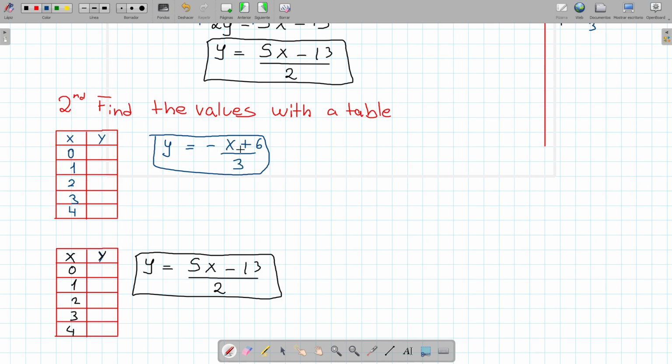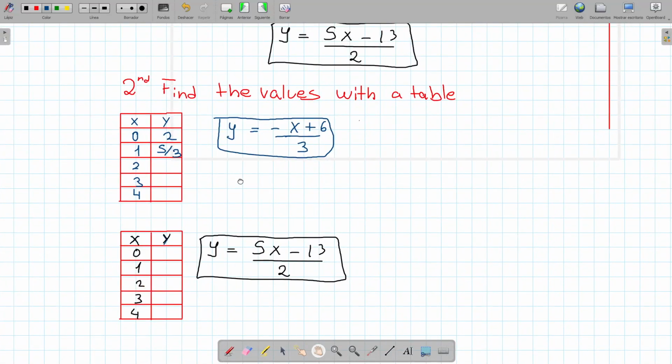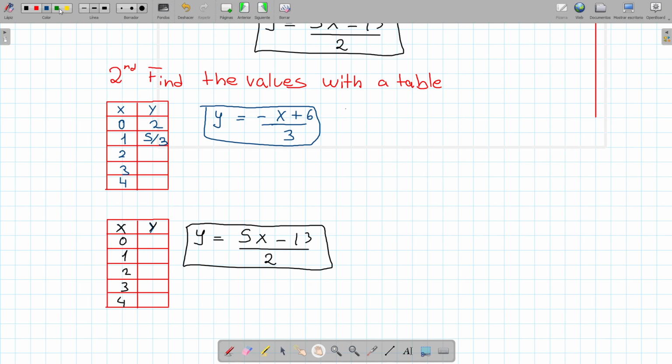Now what do I have here? If I put a 0, for example, I have minus 0 plus 6 divided by 3. 6 divided by 3 will be just 2. Now, if I replace the value 1, I have minus 1 plus 6, which is 5, divided by 3. As you can see, this is a fraction which represents a decimal value. A decimal value is not very comfortable to plot into the graph, so we are not going to work with that value. We are going to work with the values that are integers, like the first point here.